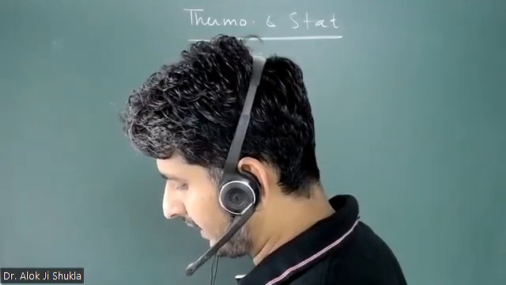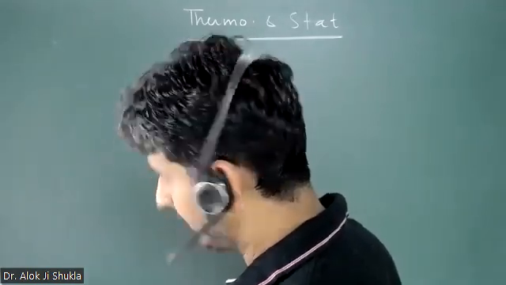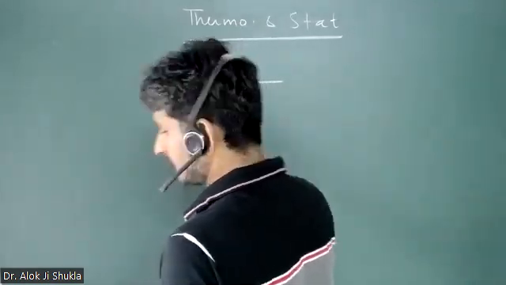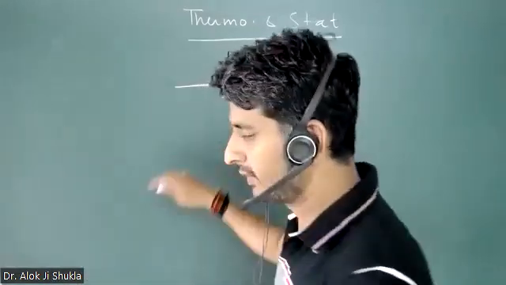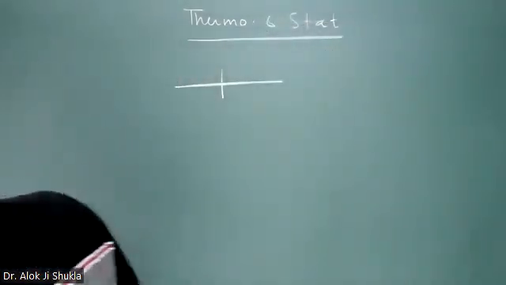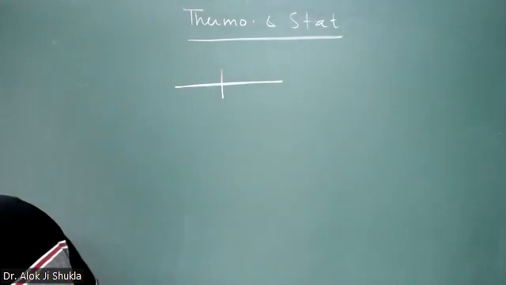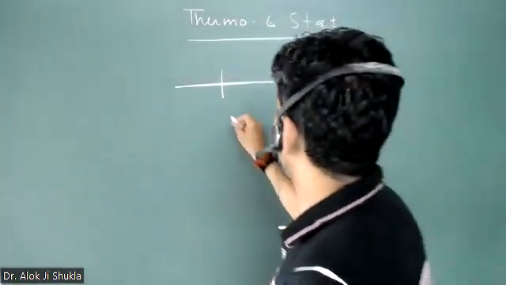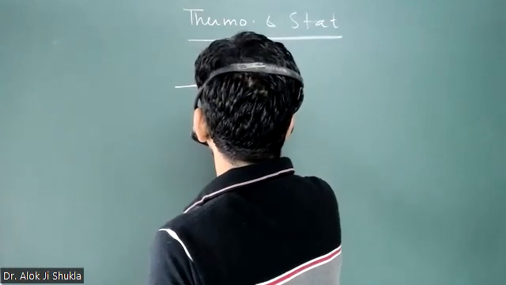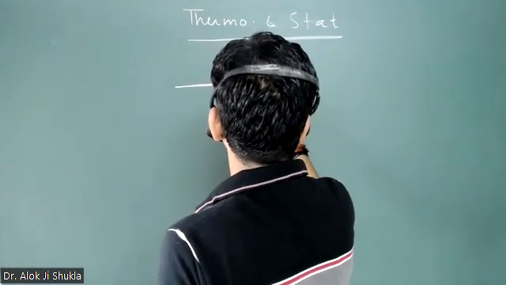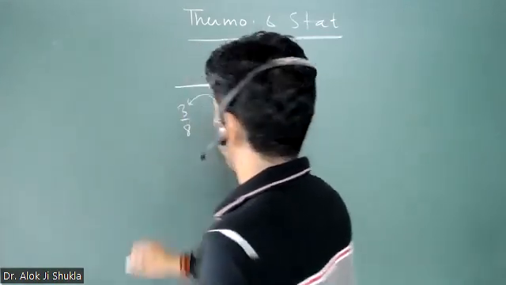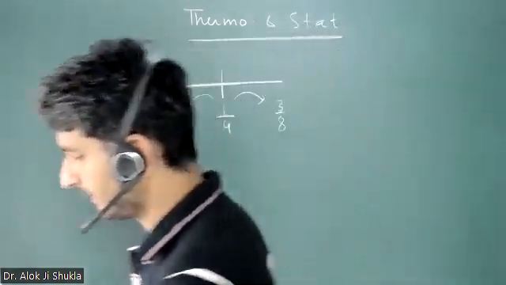At each time step, a random walker in one dimension either remains. So normally you have two things. Either it is going right or it is going left. But this time we have three options. What is the third option? That it remains at the same point. So at the same point, probability is 1/4. It goes right, probability is 3/8. It goes left, probability is 3/8. This type of situation is there.